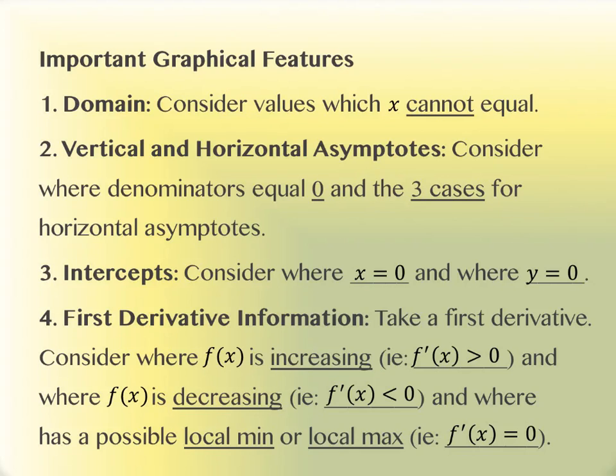The third one is intercepts. Intercepts don't always have to occur either. Probably the classic example of a graph that has no x or y intercept is the graph of 1 over x. 1 over x just has asymptotes along the x and the y-axis, so it doesn't have any x or y intercepts. But usually we do end up with some intercepts. So if x is equal to 0, that's the y-intercept. And if y is equal to 0, that's the x-intercept.